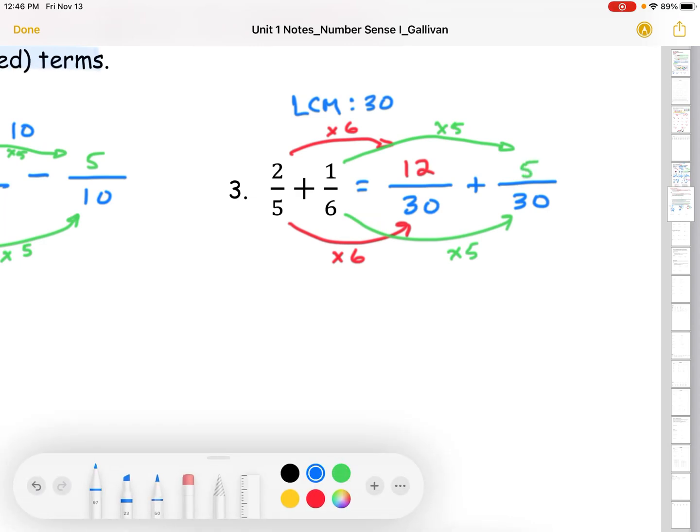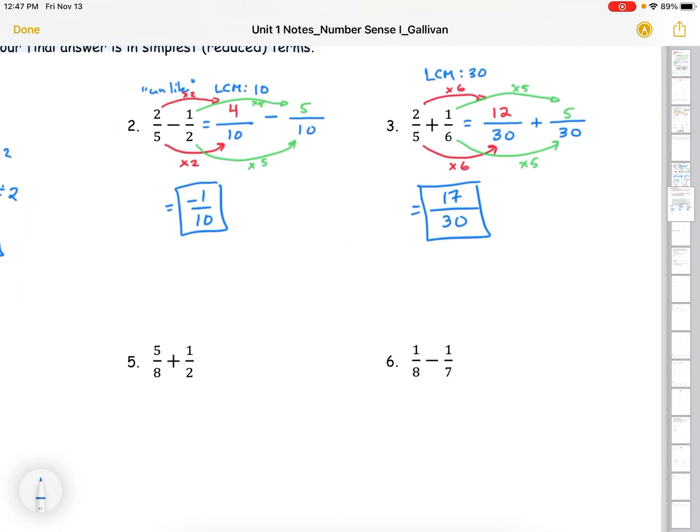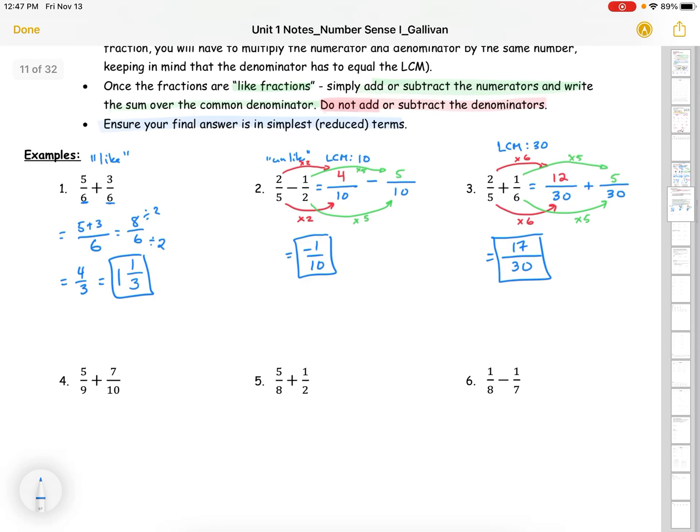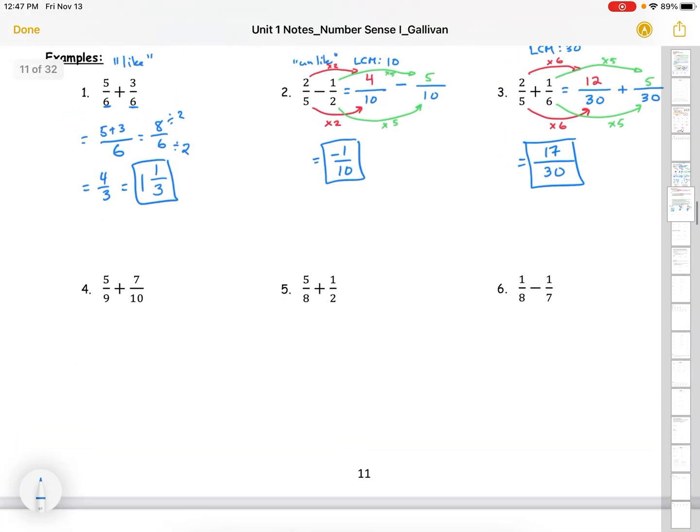Now I have like fractions, so I can add them over 30. 12 plus 5 is 17. There is no common factor for 17 and 30, so that is my final answer. So you can see how we're using our equivalent fraction skills as well as our common denominators in order to add these. Okay, let's do another one here. How about you guys pause your video, try the next 3, and then come back and see how you did.